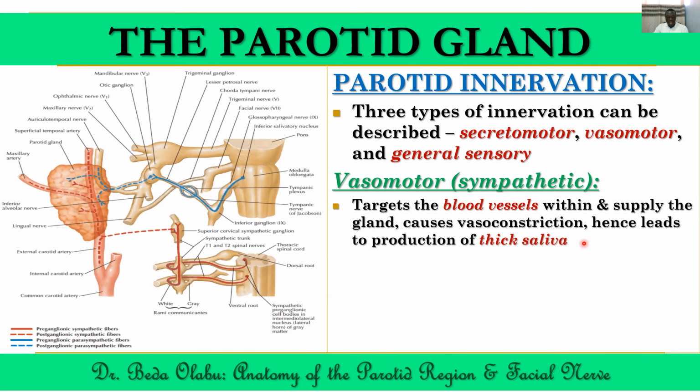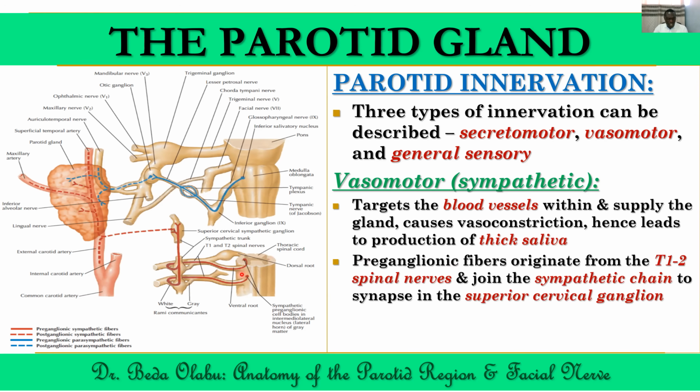All right, so how does this work? Similarly, because it is still autonomic, the preganglionic neurons arise from the spinal cord. Remember that sympathetic outflow is usually thoracolumbar outflow, thoracic and lumbar nerves. So they come from T1 and T2 thoracic nerves, and these preganglionic neurons join the sympathetic chain.